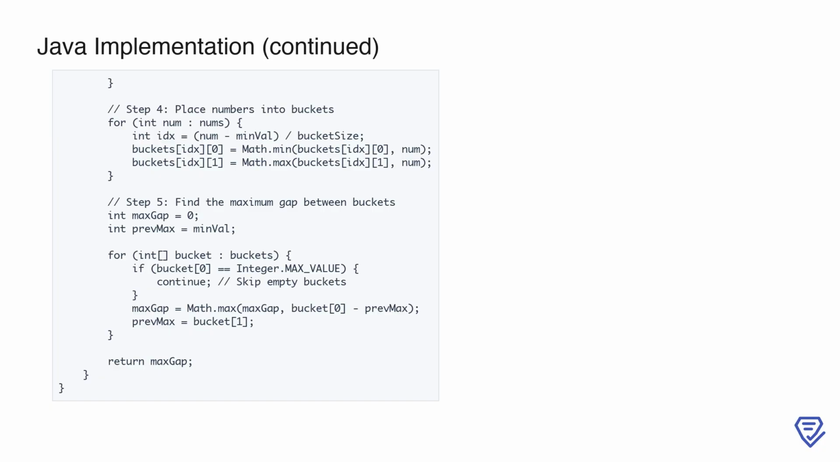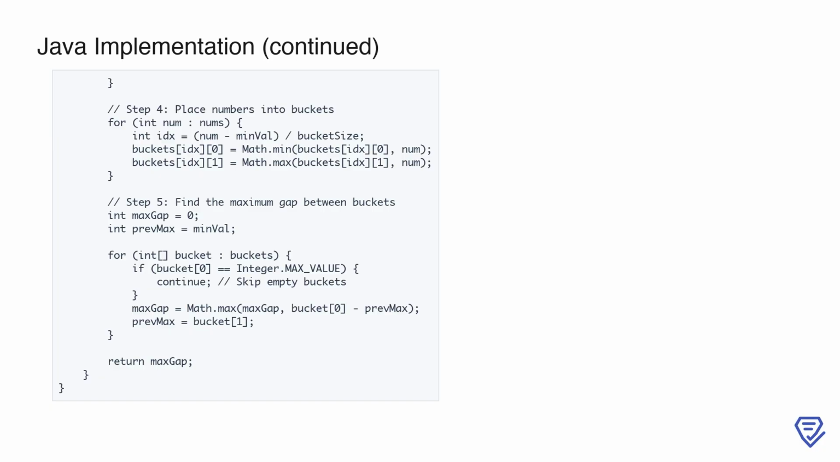We then update the corresponding bucket's minimum and maximum values. After placing all the numbers into buckets, the next step is to calculate the maximum gap. We initialize the maximum gap to 0 and set a variable, prevmax, to the minimum value of the array.